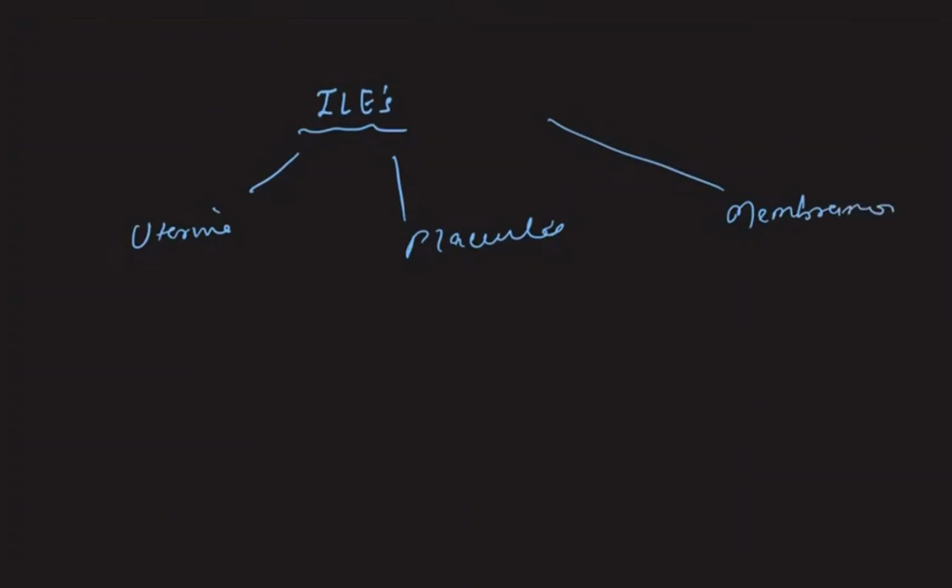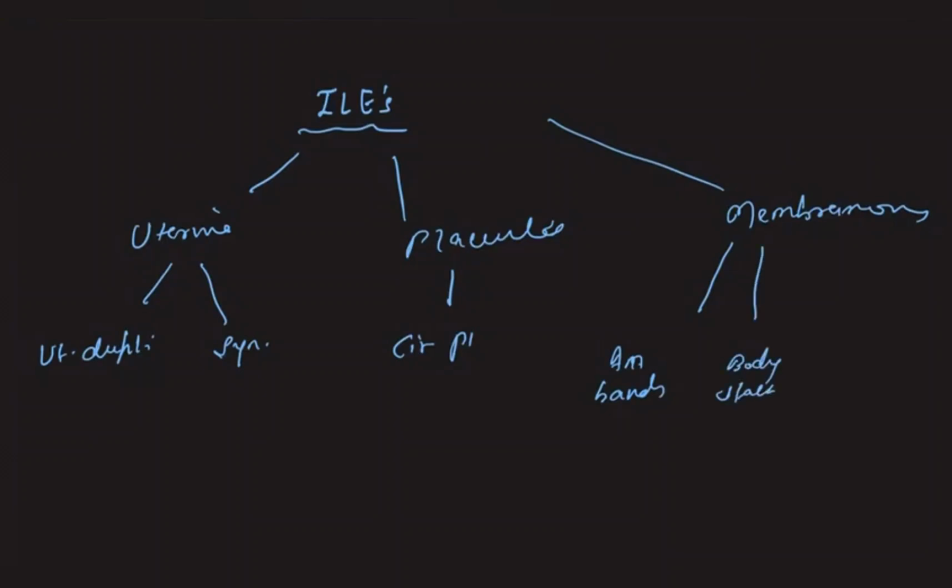Now let's just summarize the ILEs in the gravid uterus. So if I want to classify these ILEs, we will classify it as the uterine, the placental, and membranous. Amongst the uterine, it will be uterine duplication anomalies, the synechiae or the amniotic sheets. Amongst the placenta, it will be circumvallate placenta, and amongst the membranes, it will be amniotic bands, body stalk syndrome, chorioamniotic non-fusion or chorioamniotic separation, and hemorrhage in between the membranes. Okay, these two I'll discuss in some other videos.